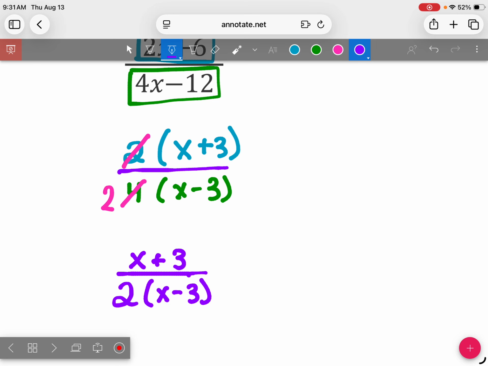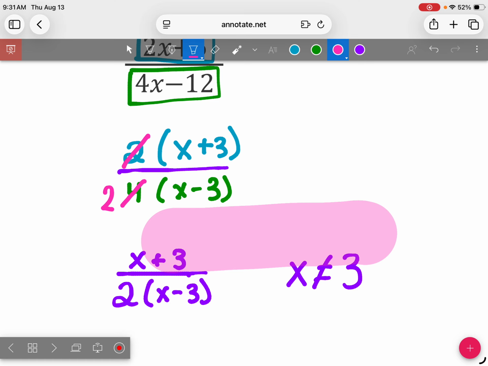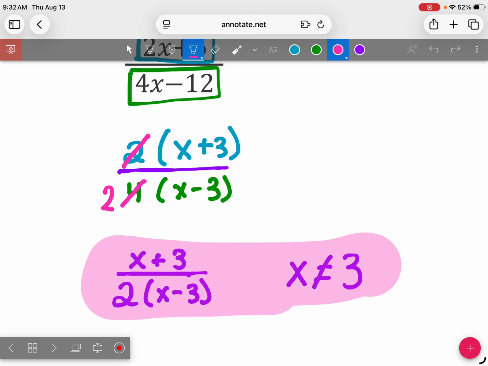What is our domain restriction on this one? What's the one number that x can't be? 3. Because if x is 3, this statement will be 0, and 2 times 0 is going to be 0, and we're going to get an error. So x has to be anything except 3. So our domain restriction says that x cannot equal 3. And this is our whole answer. It's our simplified fraction and the domain restriction.